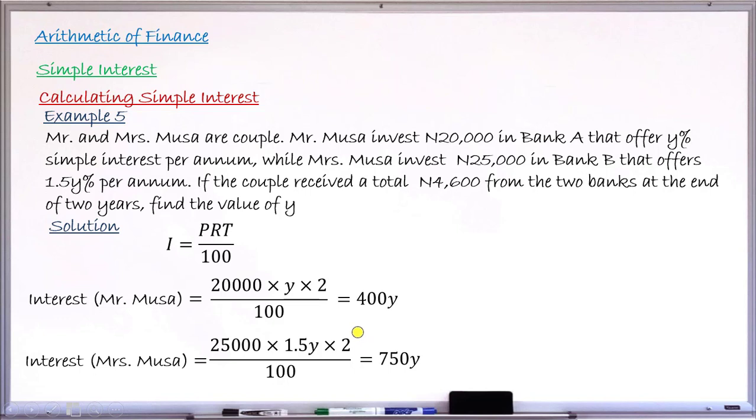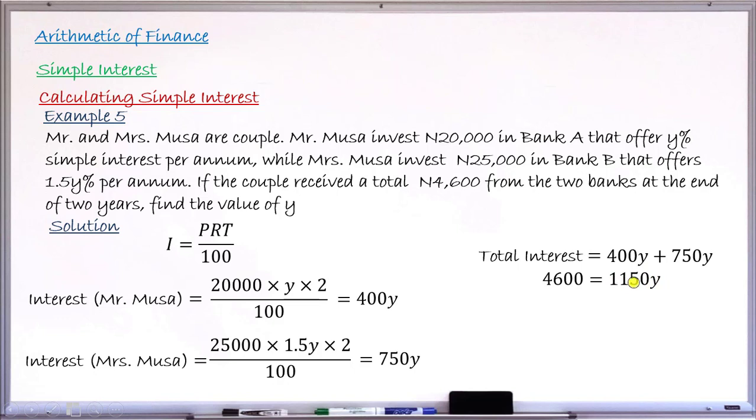So what do we now do? The question says that the couples receive this total amount as interest, 4,600. So let me get the total interest received by the two people. Total interest will be equal to interest for Mr. Musa, which is 400Y, plus the interest for the wife, which is 750. So I'm going to have 400Y plus 750, adding this correctly, and substituting the total interest with 4,600, you have 4,600 equals 1,150Y.